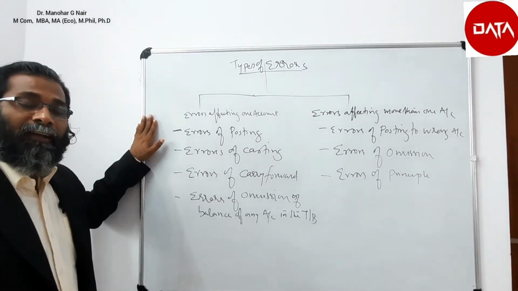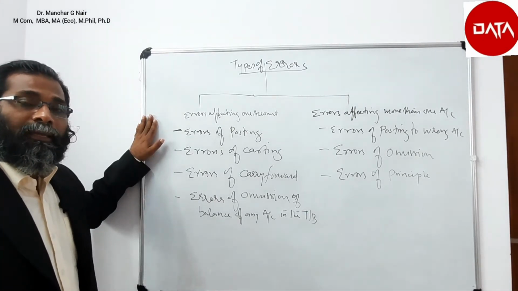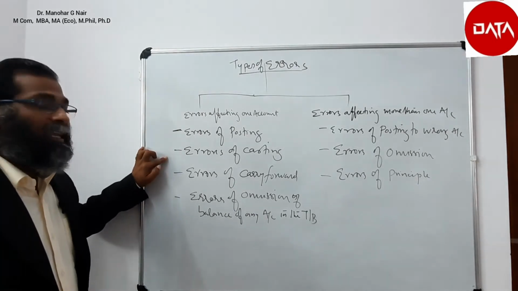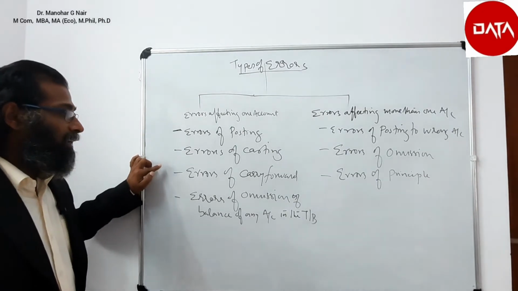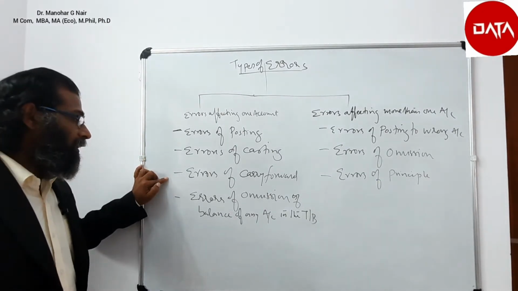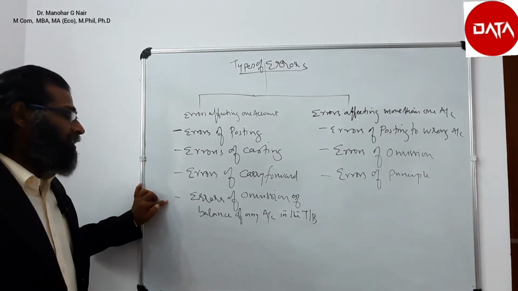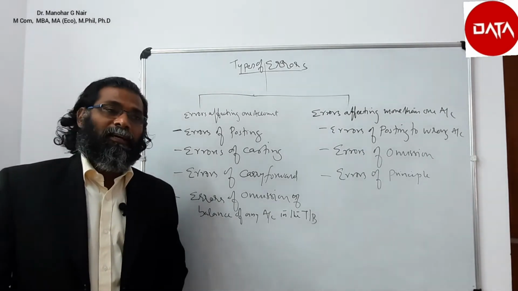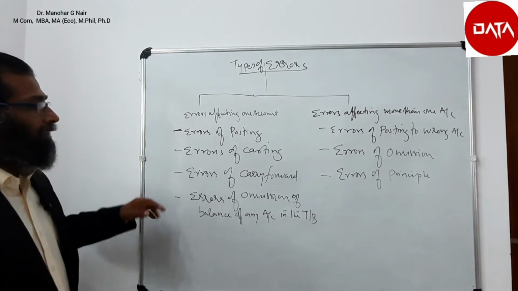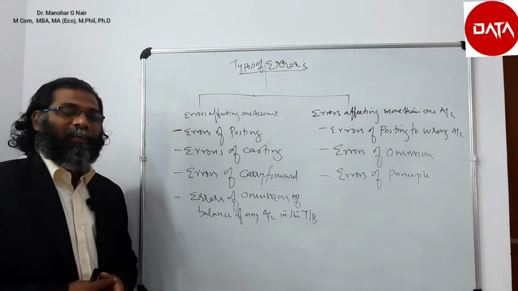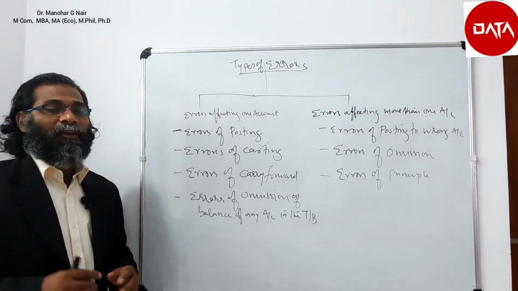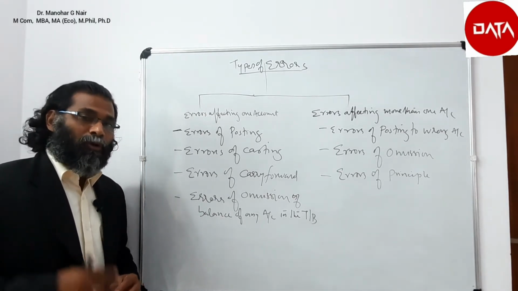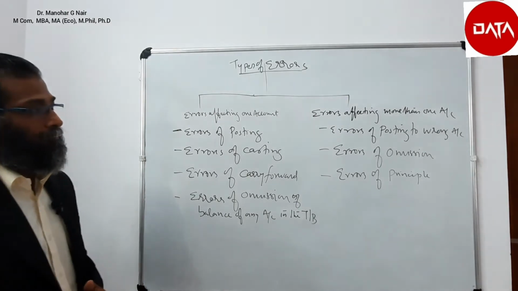Errors which affect only one account can be classified into error of posting, error of casting, errors of carry forward, and errors of omission of balance of any account in the trial balance. So these are the types of errors which will affect only one account and will not have the impact extended to more than one account, that is 2 or more accounts.